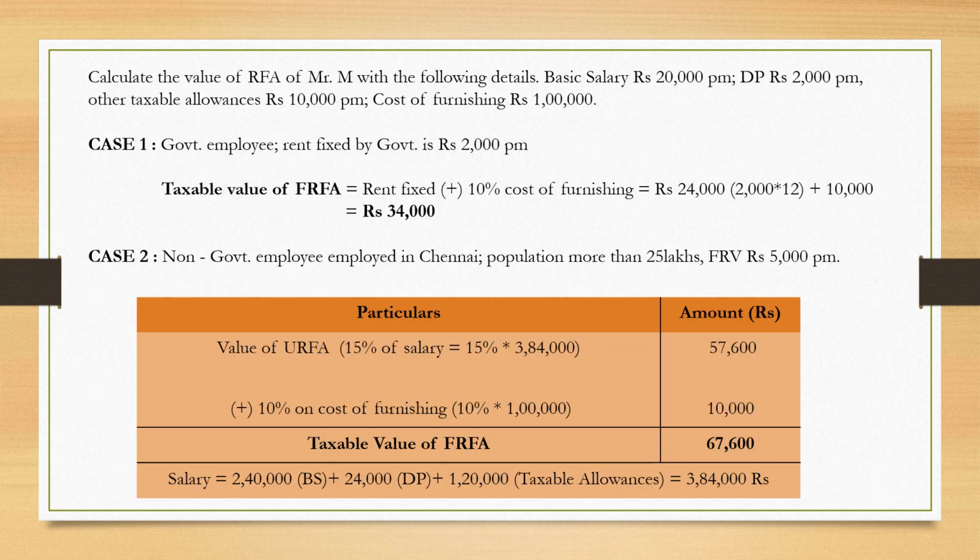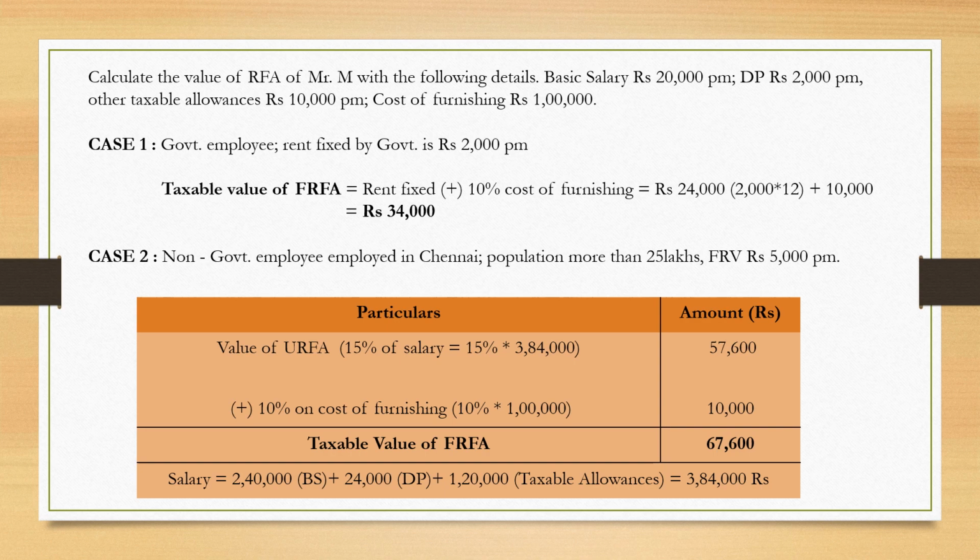The application of the provisions of RFA can be better understood from the following illustration. Calculate the value of RFA of Mr. M with the following details: basic salary 20,000 per month, bonus pay 2,000 per month, other taxable allowances 10,000 per month, cost of furnishing 1 lakh.